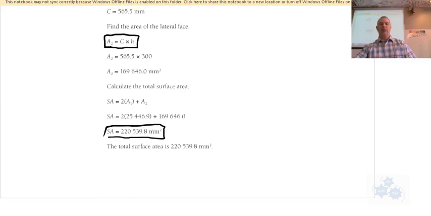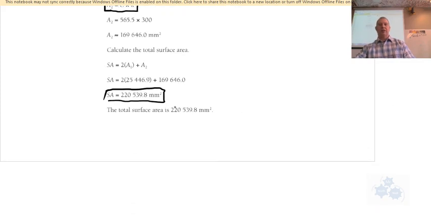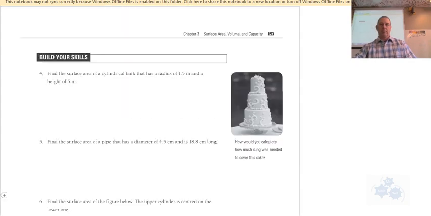Okay, so that's a lot of millimeters squared, but not as many centimeters squared. So let's take a look at number 4 together.